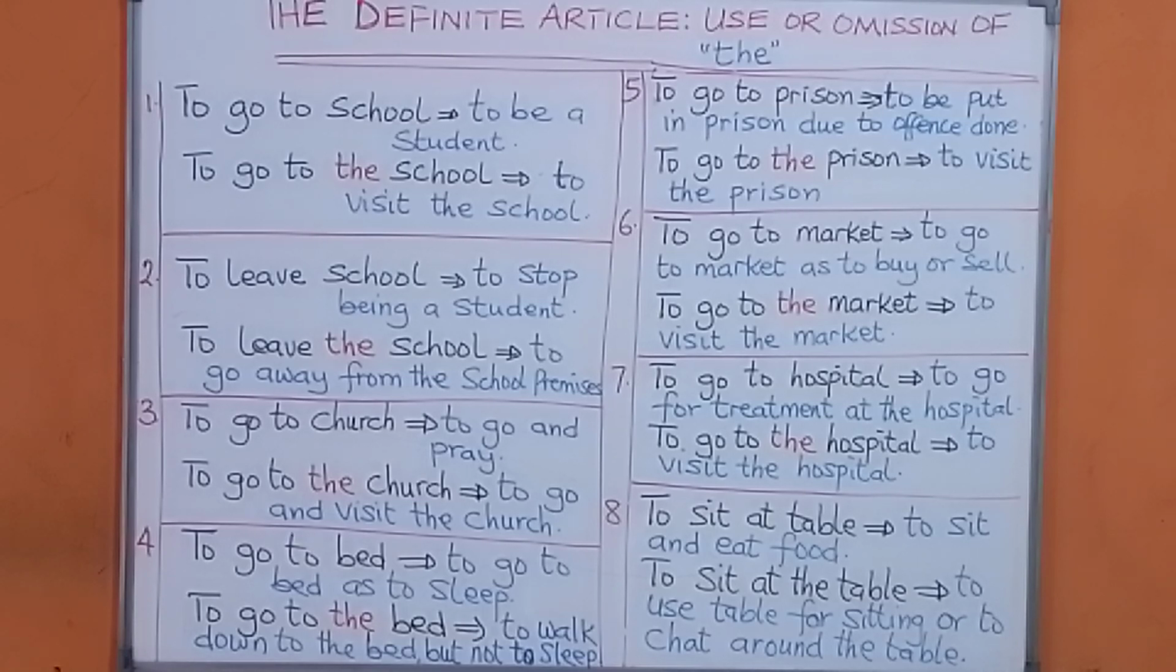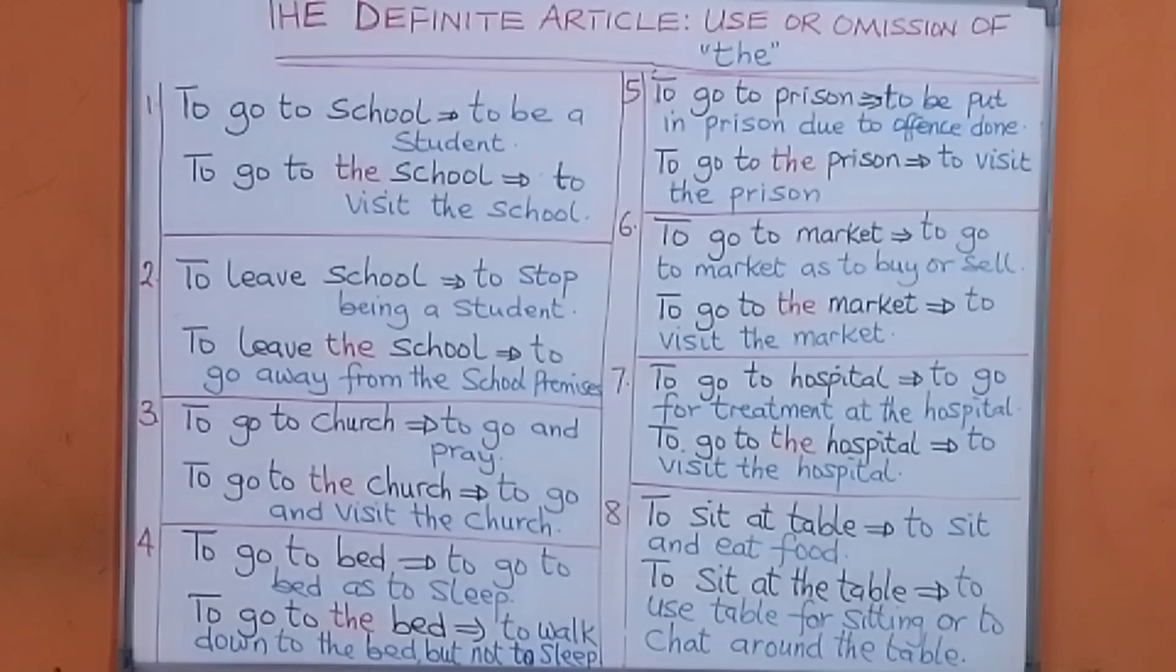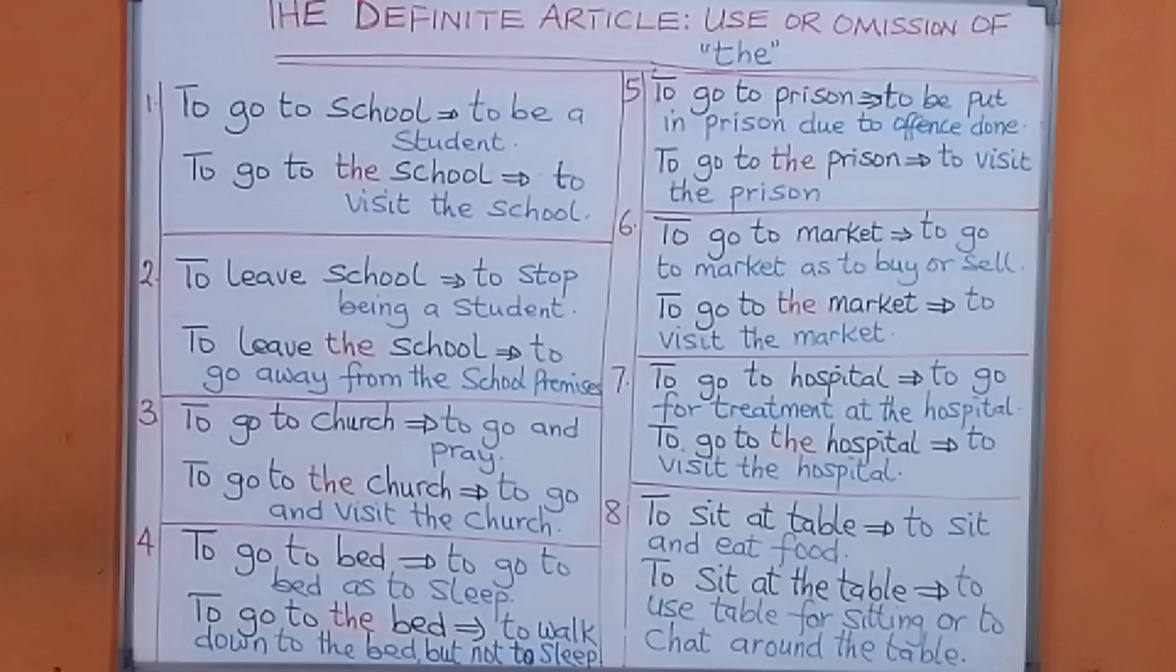But to go to the prison means to visit the prison facility, not to take part in anything there, just like a picnic or sightseeing. To go to market means to go in order to buy and sell. But to go to the market means to visit the market facility, not taking part in any commercial activity. To go to hospital, that means to go and receive treatment at the hospital, especially when you are sick. To go to the hospital means to visit the hospital like you are taking part in a picnic. You are not going there for treatment.